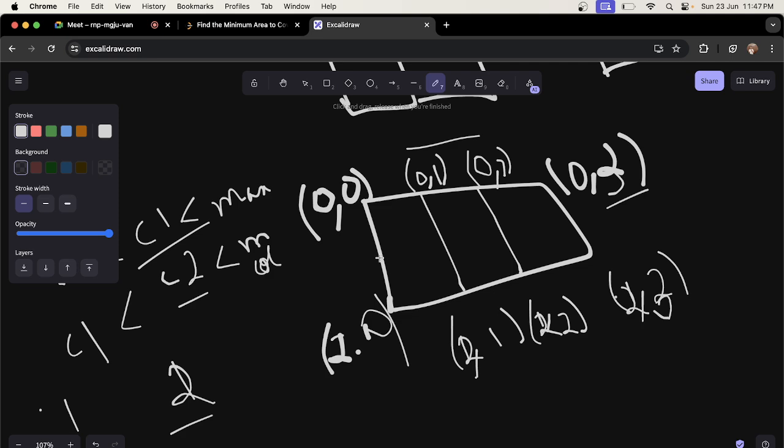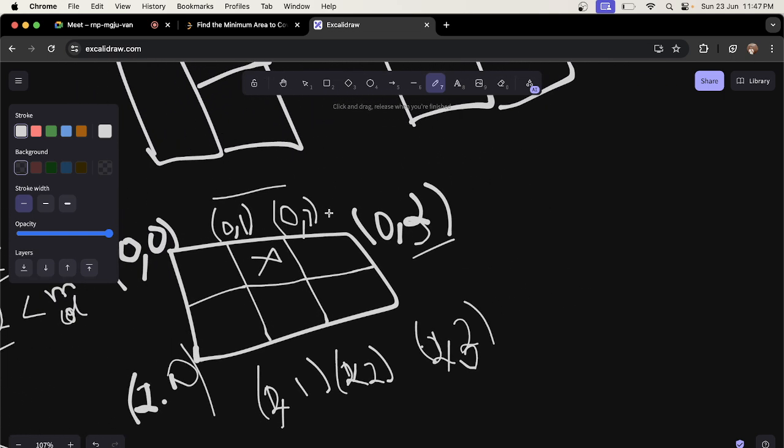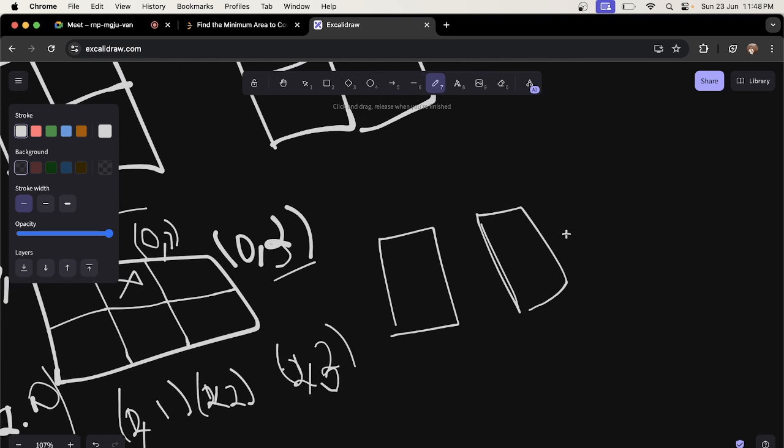So now your major question is how do we get this, right? Right, cool. So basically, as I told, after you have done with this, you now have three individual rectangles. First one is from 0 0 to 0 1, and 2 0 to 2 1. Second one is from 0 1 to 0 2 and 2 1 to 2 2. Third one is from 0 2 to 0 3 and 2 2 to 2 3, right?